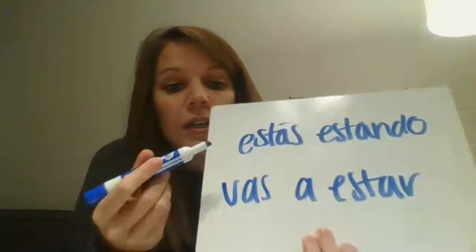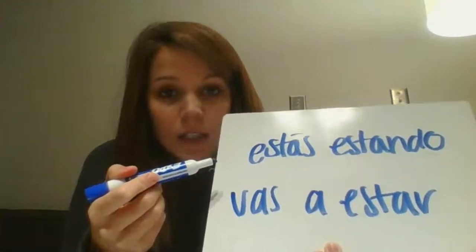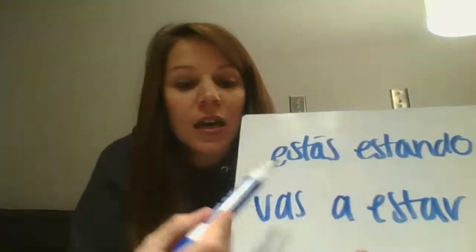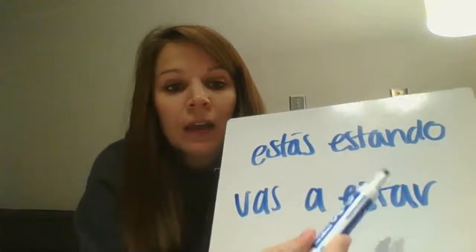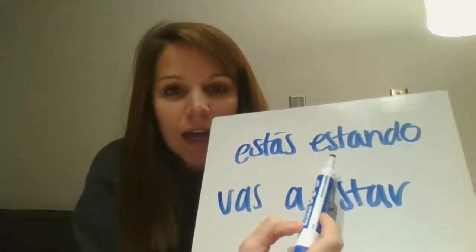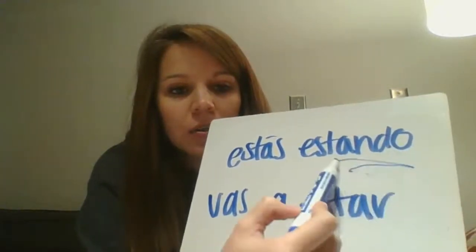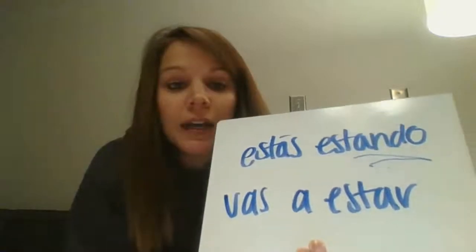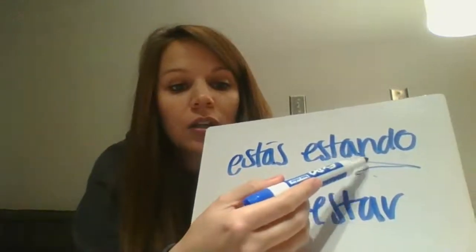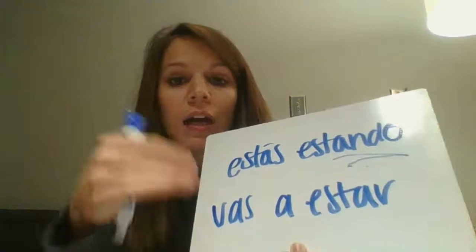So think about how many parts you should have for you are being, and then you are going to be. Pause me if you need to. So here's you are being. Estás estando. Yes, that sounds weird, but that's because estás is the you are, and this is being in that ing form, which is ando. Okay, so ando is the ing, and you know that you need ando because it's ing.